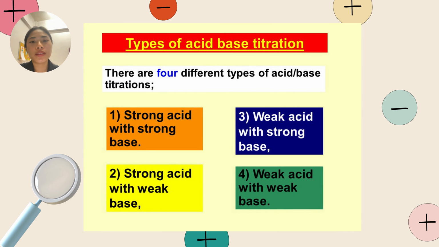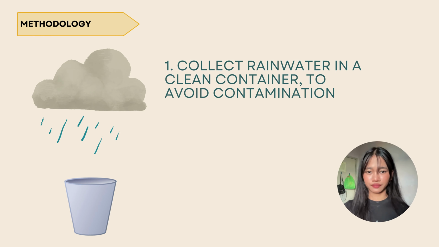We have four different types of acid-base titration. For the first one, strong acid and strong base, we have HCl and NaOH. Second, strong acid and weak base, we have HCl and NH3. For the third, weak acid with strong base, we have CH3COOH and NaOH. Lastly, weak acid and weak base, we have CH3COOH and NH3.